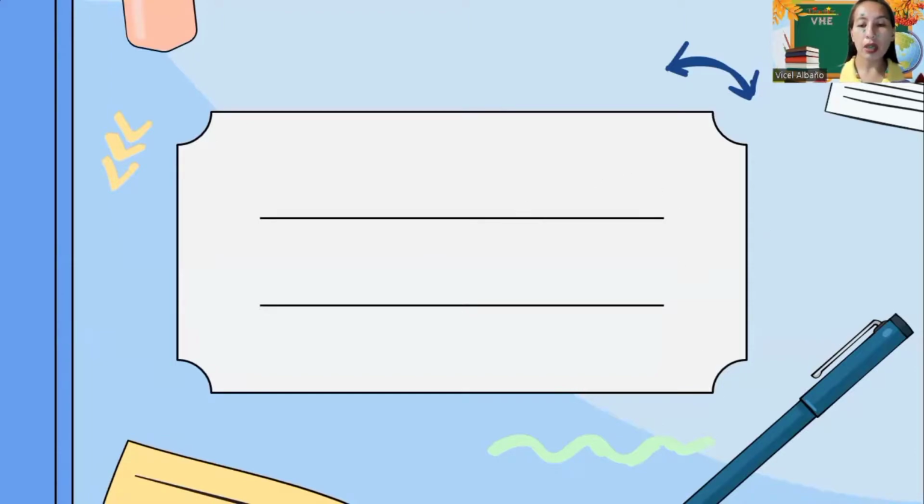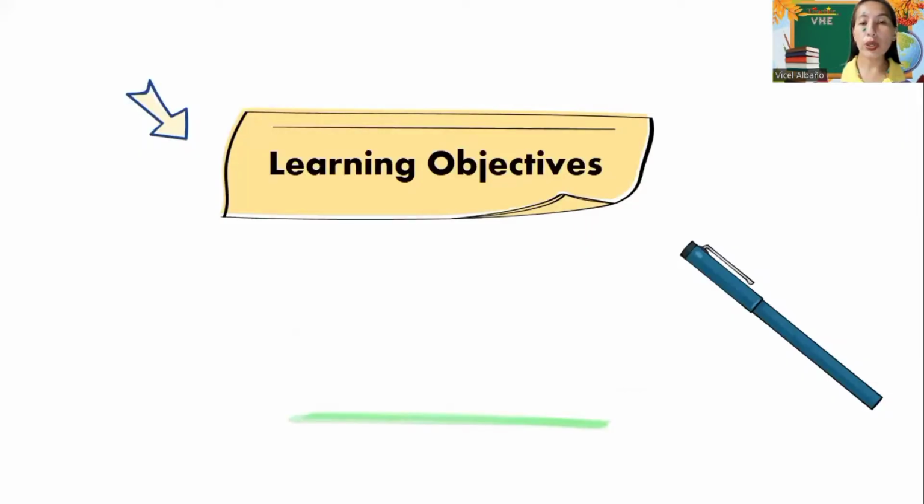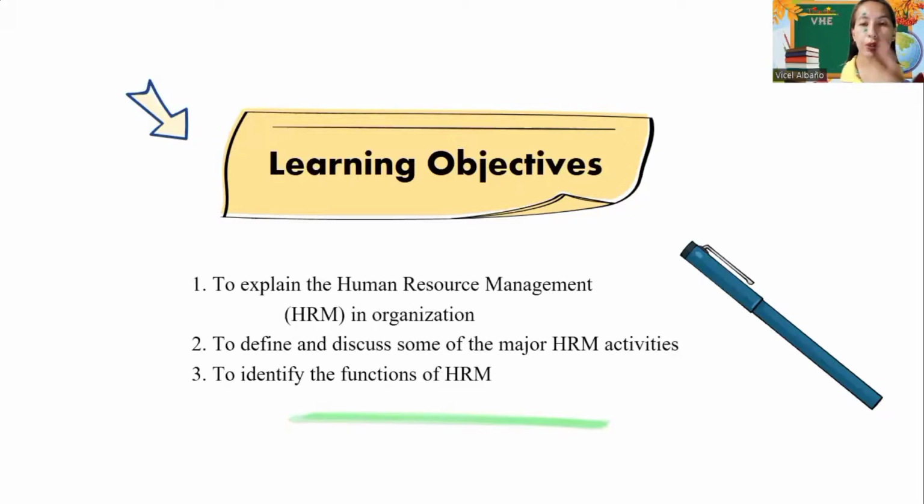My topic is all about human resource management, or HRM. For our learning objectives for this afternoon, first is to explain human resource management and organization. Second is to define and discuss some of the major HRM activities. And the third is to identify the functions of an HRM.